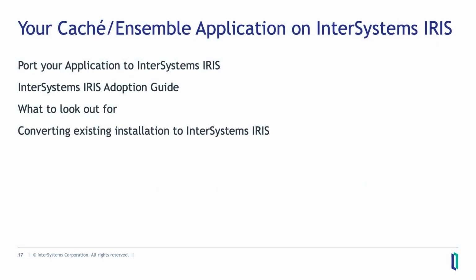How do you do this? So the first step that you have to do is you have to port your application to InterSystems IRIS. InterSystems has written what we call the InterSystems IRIS Adoption Guide, and it describes the differences between Caché and Ensemble. Internally, we often refer to this as just CE. You might find slides where I'm having this in. So if you see C/E, that means Caché and Ensemble. And it describes the differences between both products. And I will talk a little bit about what to look out for, and then give you a quick introduction into how the conversion process will look like.